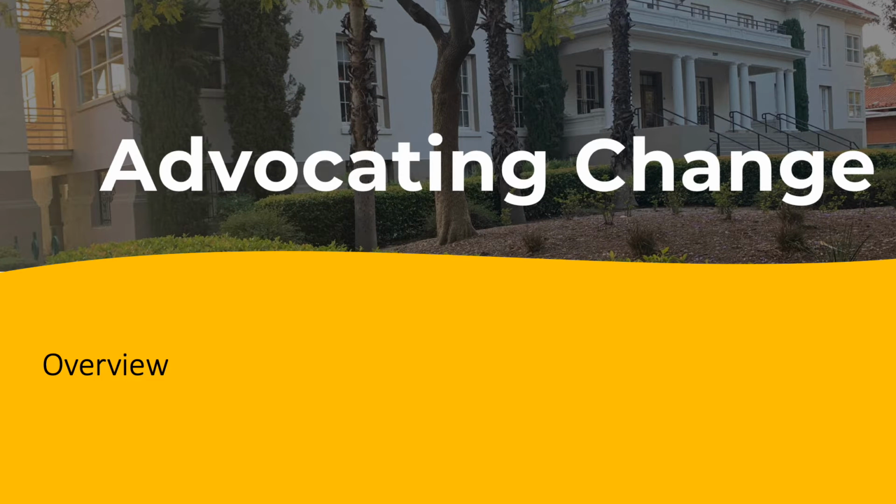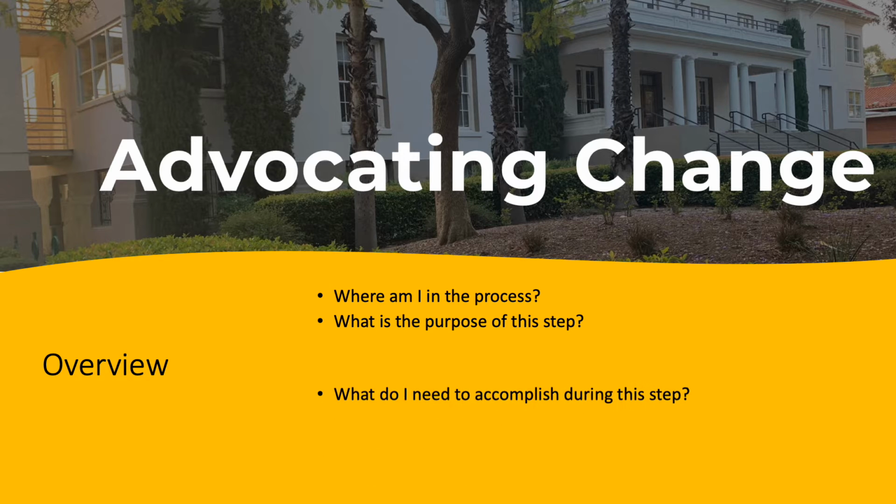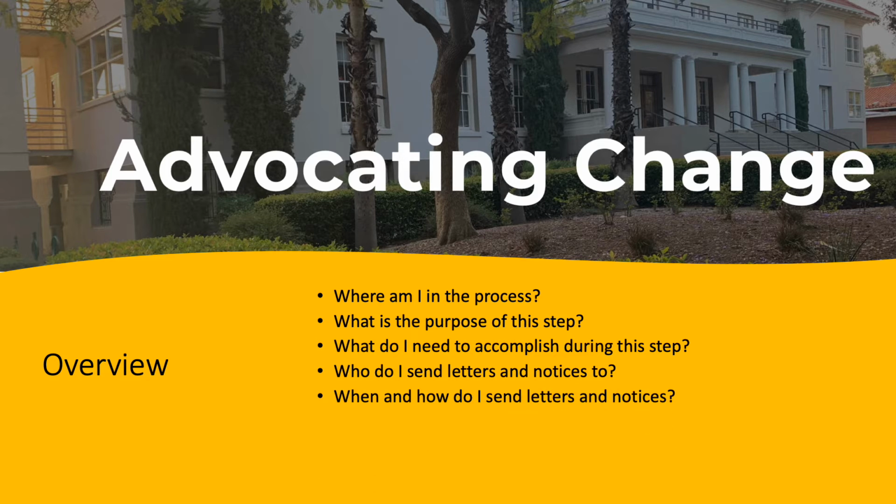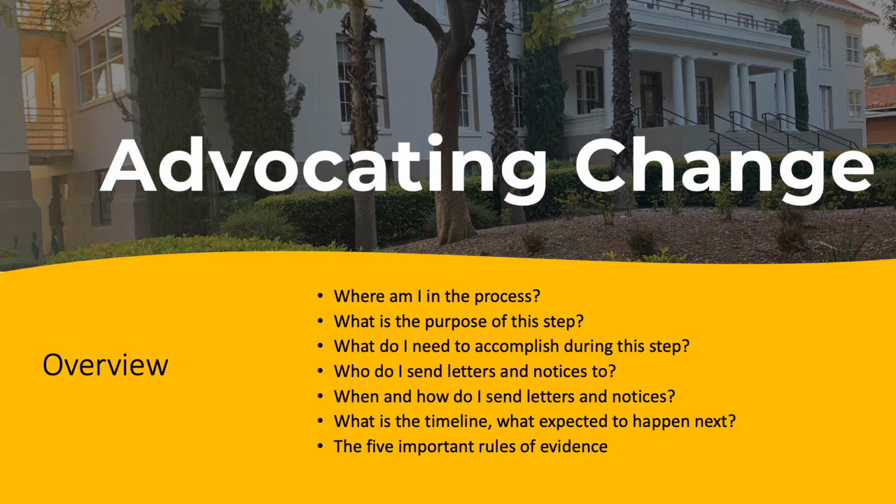In this section, we'll be reviewing: Where am I in the process? What is the purpose of this step? What do I need to accomplish during this step? Who do I send letters and notices to? When and how do I send letters and notices? What is the timeline? What is expected to happen next? And the 5 important rules of evidence.